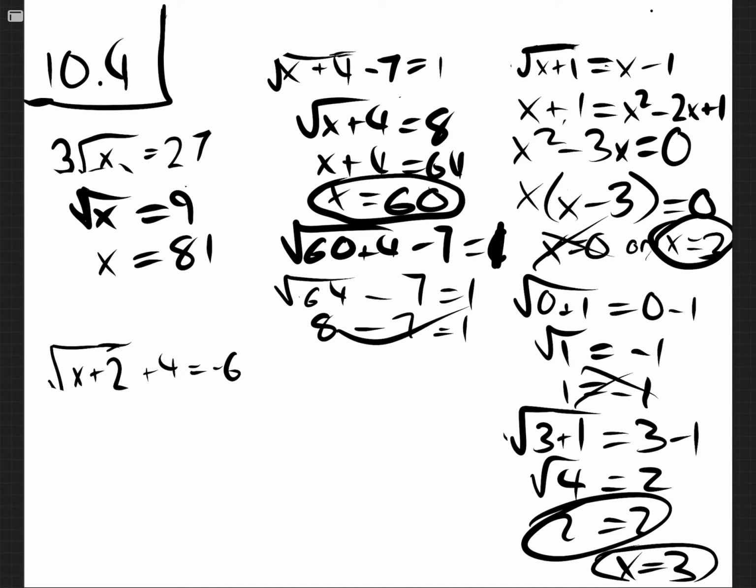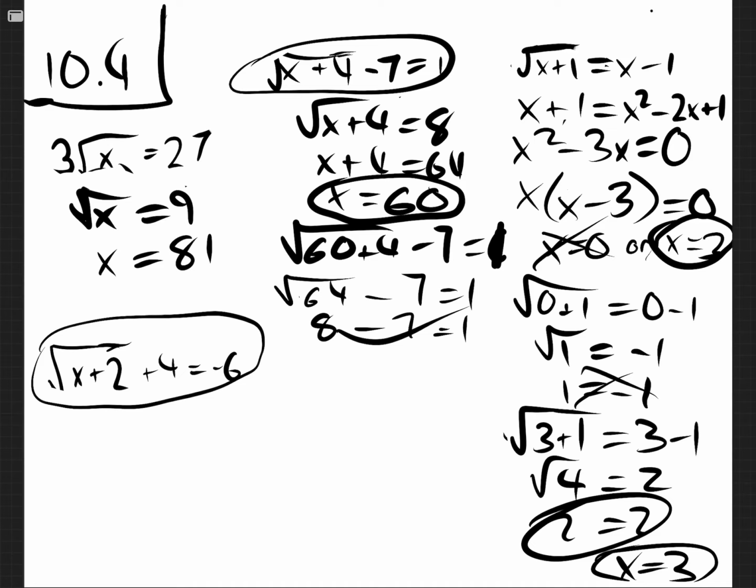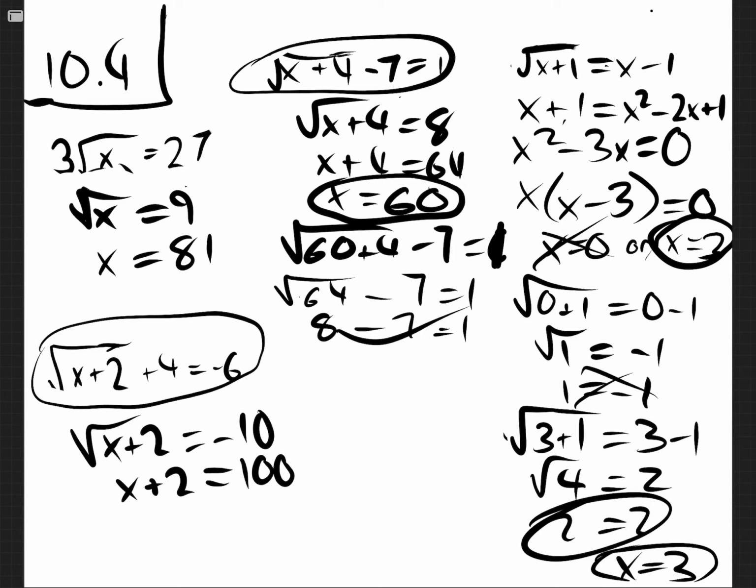Now let's move on to this last example that we have over here. This is basically the same thing as what we have up here. And I just wanted to show you that again. So now we subtract 4 from both sides. So we have square root of x plus 2 equals negative 10. And then we square both sides. X plus 2 equals 100, so x equals 98.